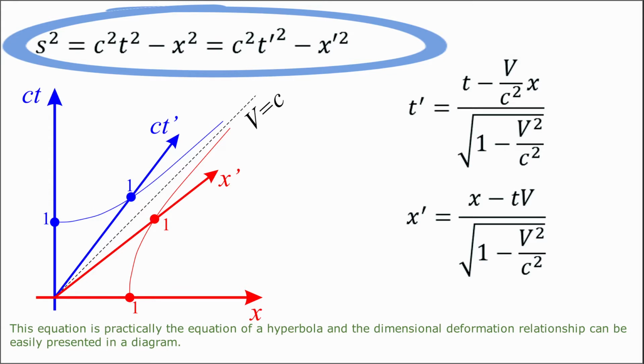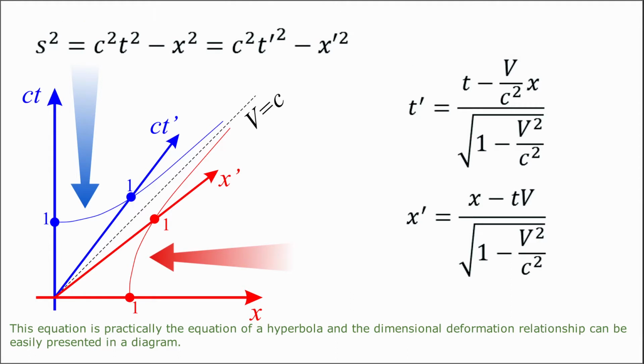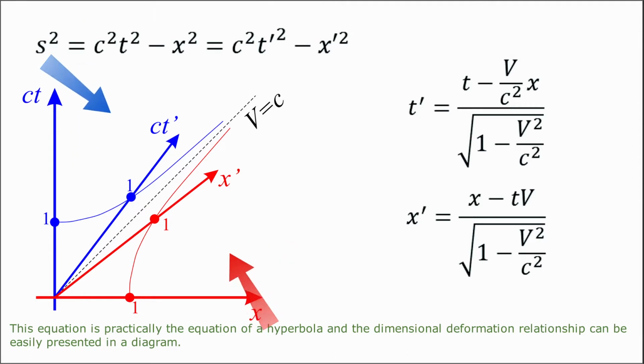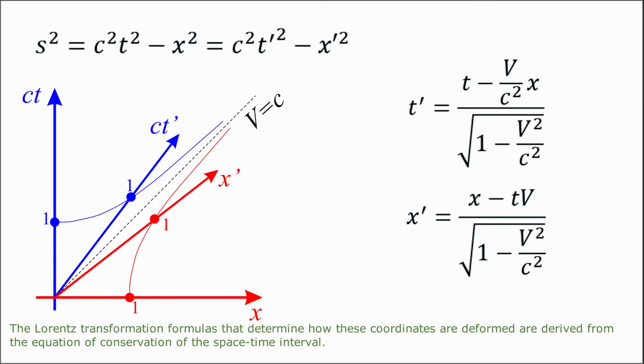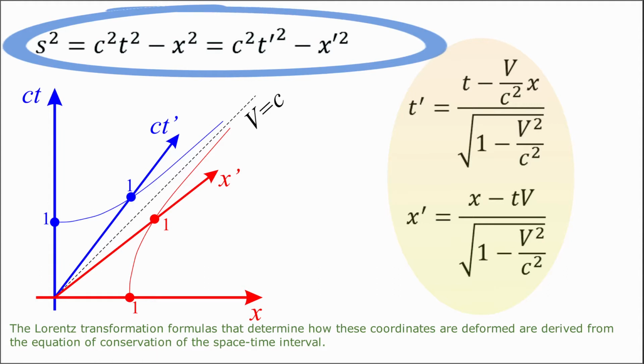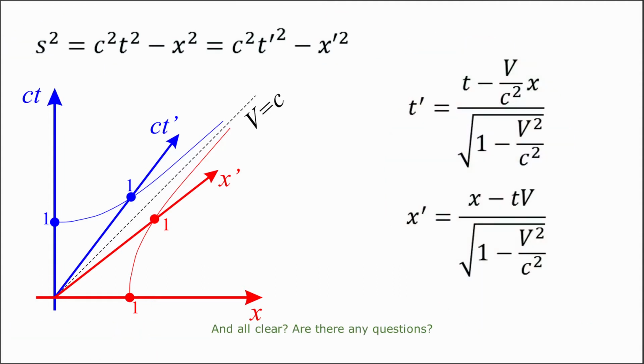This equation is practically the equation of a hyperbola, and the dimensional deformation relationship can be easily presented in a diagram. The Lorentz transformation formulas that determine how these coordinates are deformed are derived from the equation of conservation of the space-time interval. And all clear? Are there any questions?